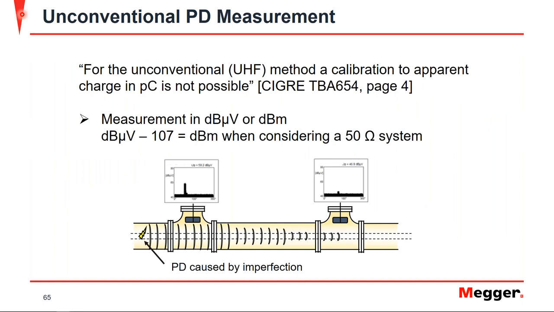So within the C-grade document, you can see there's a quote that for the unconventional UHF method, a calibration to apparent charge, which is measured in picocoulombs, is not possible. Therefore, this measurement is actually taken in decibel microvolt or decibel milliwatt. And there's a conversion factor here if you're using a 50 ohm system, such as a coaxial system.